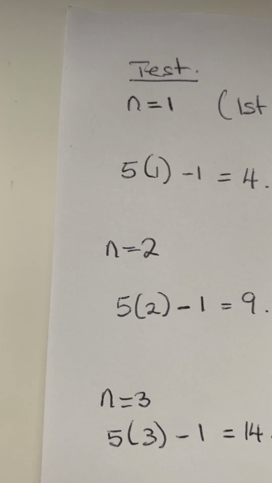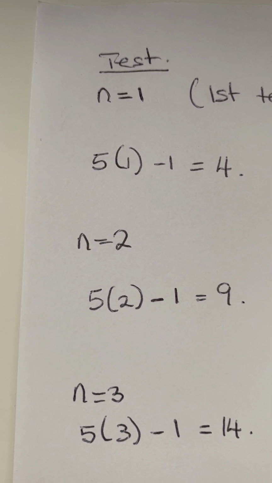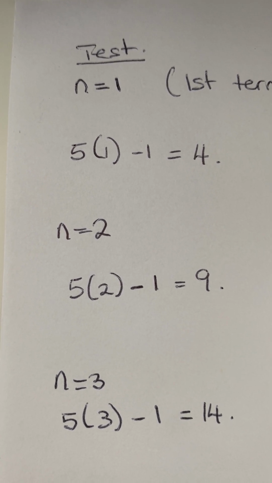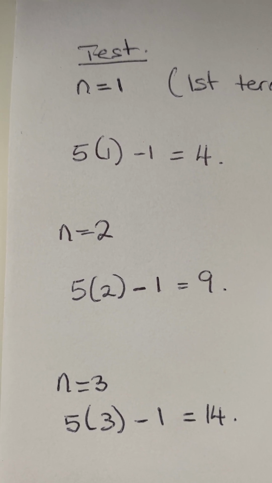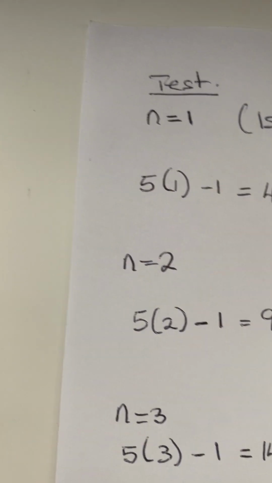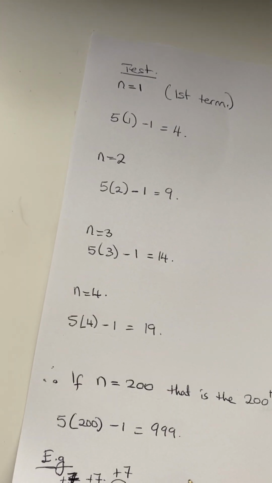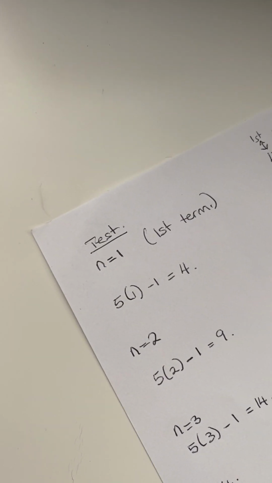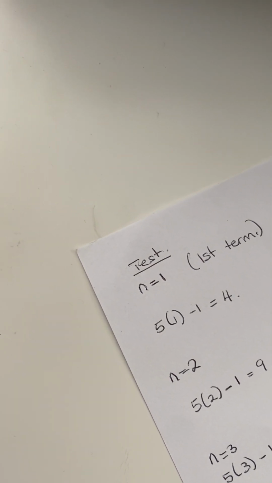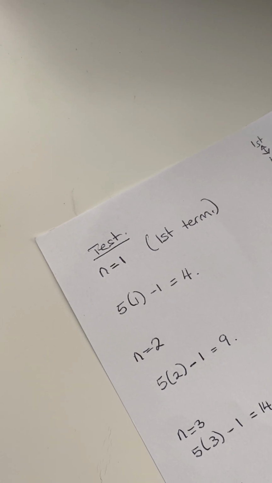So another example here. The difference you multiply by n, and then use the first term that you have and see what you add or subtract to get that number, and that will be your position to term rule. So that will be your position to term rule.